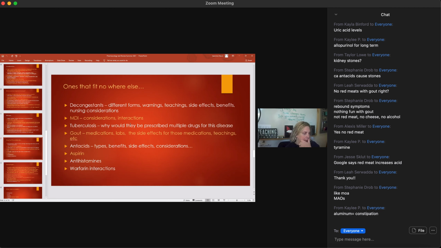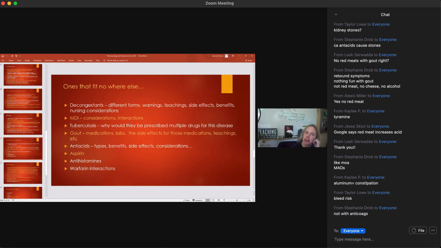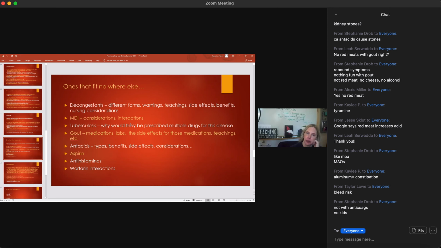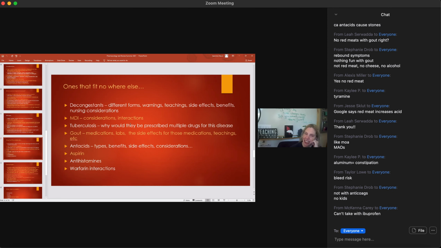Aspirin. Taken a lot, especially lately, I guess. What are our concerns? Not with anticoagulants, bleed risk, not kids, not kids. You shouldn't take it with your ibuprofen, correct? So those kinds of things, long-term being on them, what are we worried about? Those types of things.